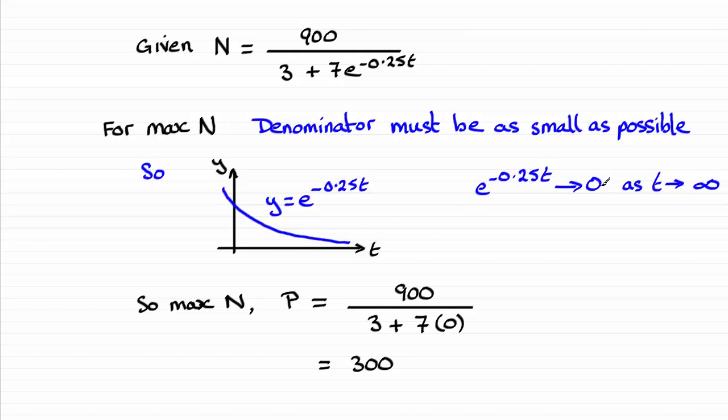It doesn't actually equal 0. And since we need an integer value for the number of mice, we could possibly take the answer 299. So either one of these answers is going to be acceptable.